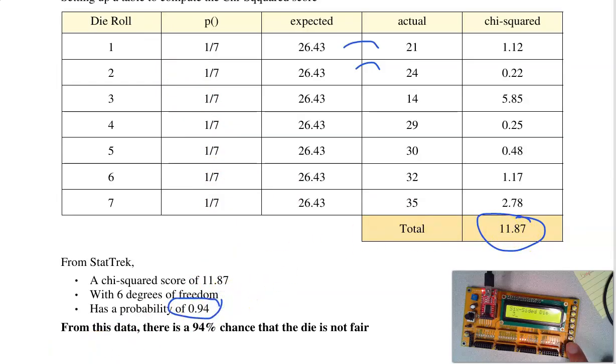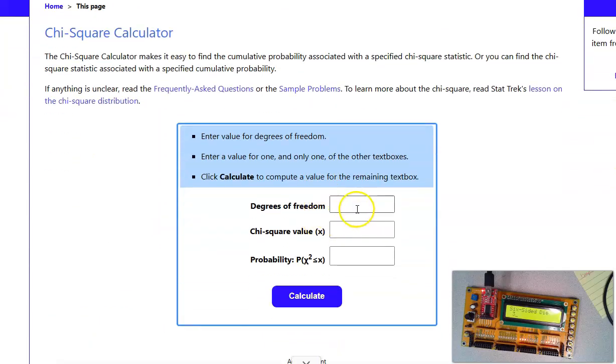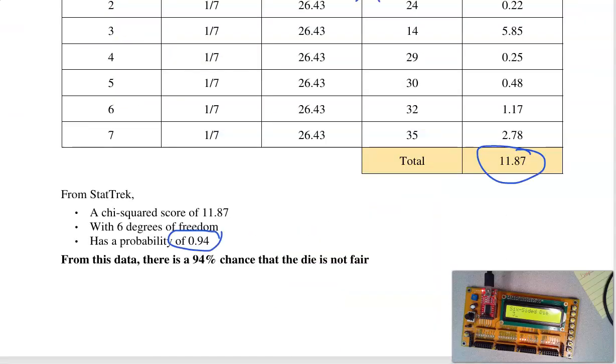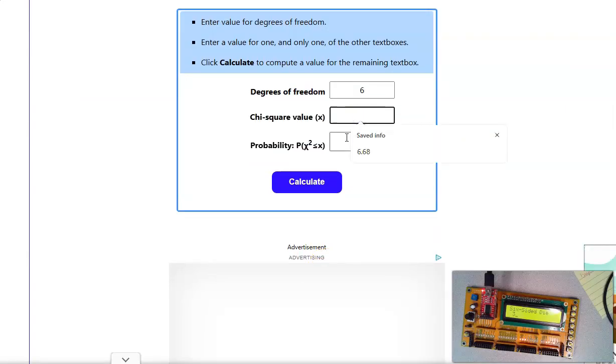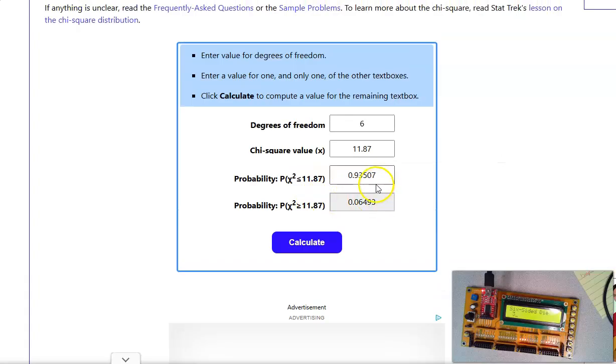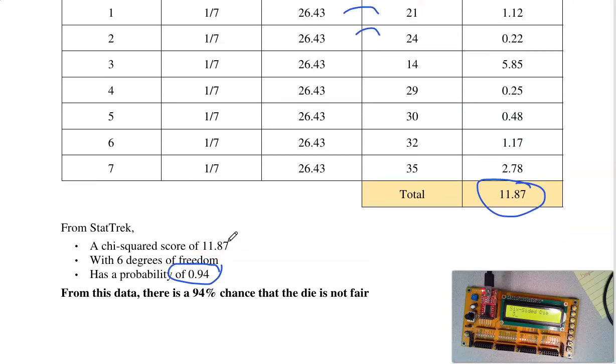To illustrate that, if we go to StatTrek, one of the all-time great websites, I've got 6 degrees of freedom. My chi-squared value is 11.87. Compute, and 93%, or rounding, 94%. So 94% certain this is not a fair die.